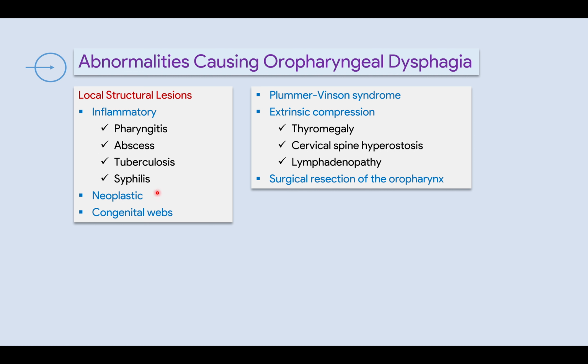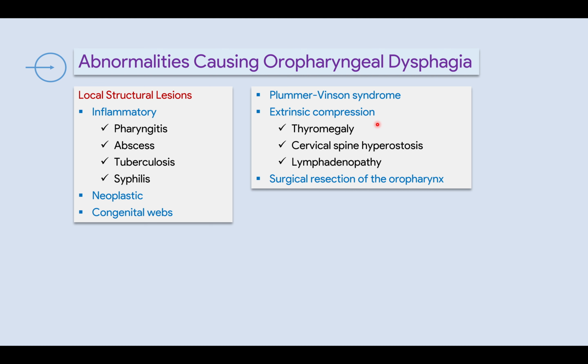Also neoplasm, head and neck cancer, congenital webs, all these are local causes which can result in oropharyngeal dysphagia. Plummer-Vinson syndrome, which is a very important syndrome seen in young females, is a triad of iron deficiency, cervical webs, and dysphagia. So this also causes oropharyngeal dysphagia. As there is a cervical web, there is an obstruction in the upper esophageal sphincter area, which causes difficulty in swallowing.